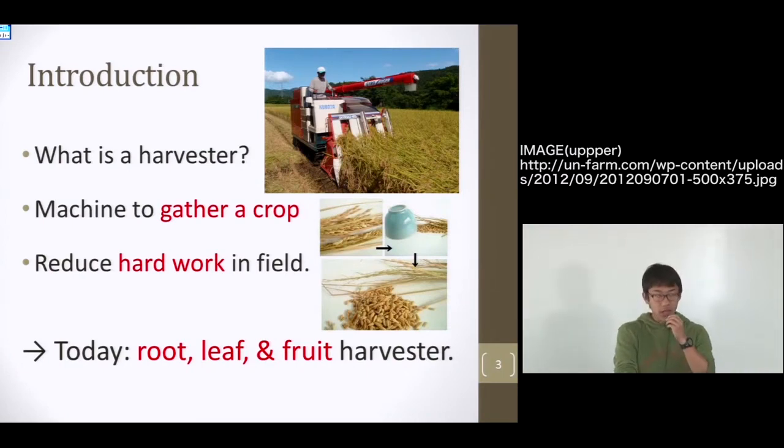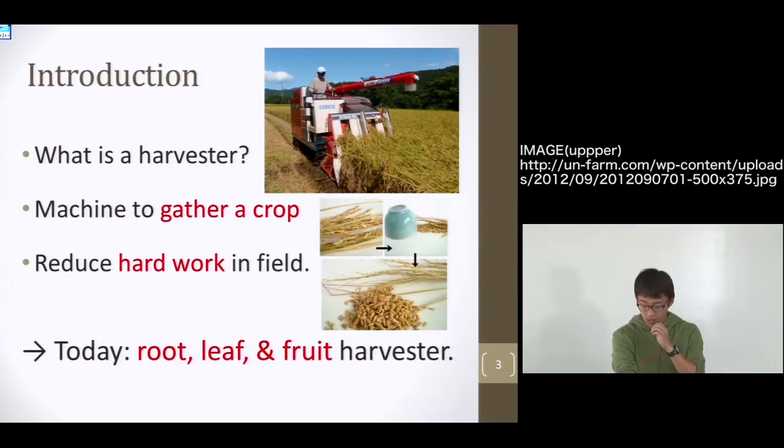Have you seen a crop harvester before? The machine's role is to gather crops and reduce farmers' hard work in the field. This is one of the famous machines in Japan. It harvests rice and separates seeds from the straw.